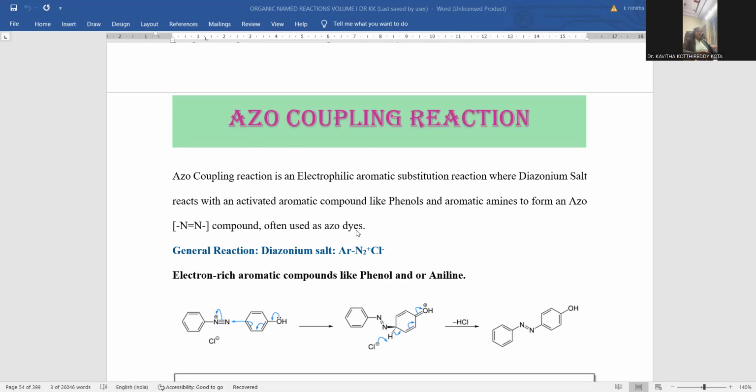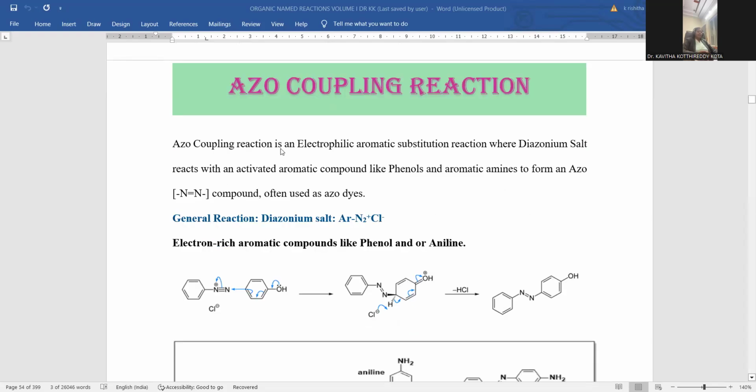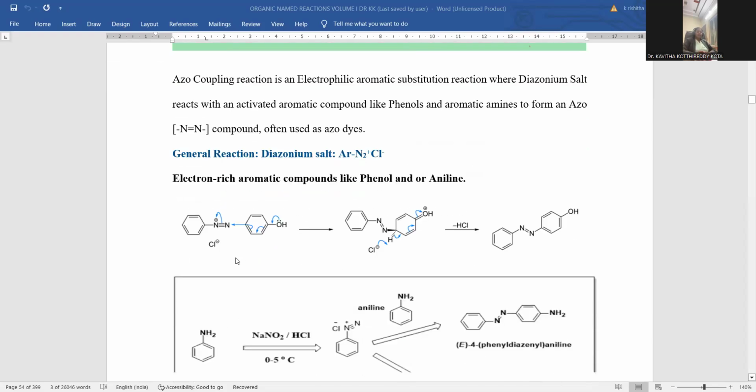Let me go with the azo-coupling reaction. Azo-coupling reaction is an electrophilic aromatic substitution reaction where diazonium salt reacts with activated aromatic compounds like phenols and aromatic amines to form azo compounds, with a nitrogen-nitrogen double bond, often used in azo dyes. This is the most important application in dye manufacturing, in coloring agents manufacturing, right?